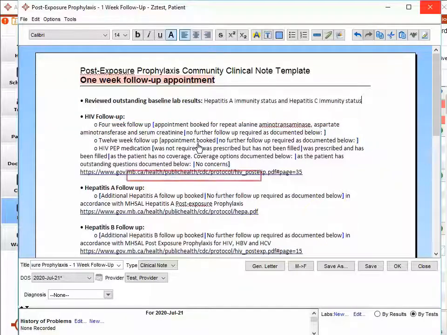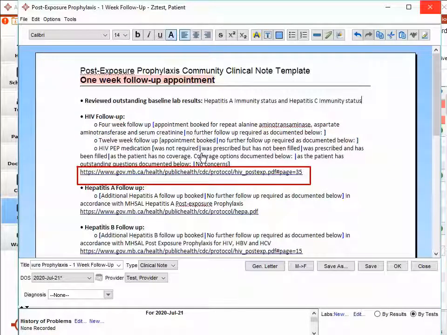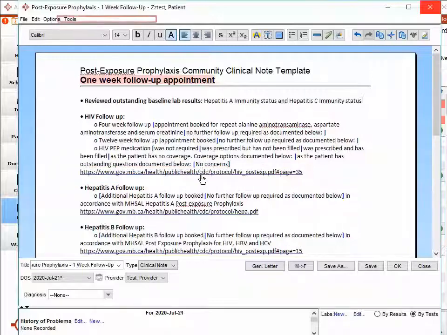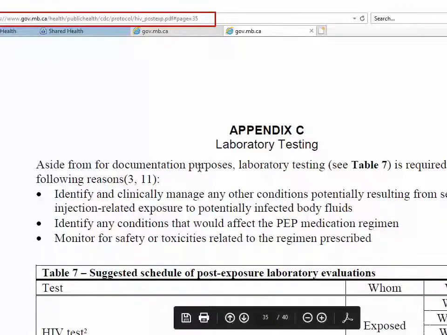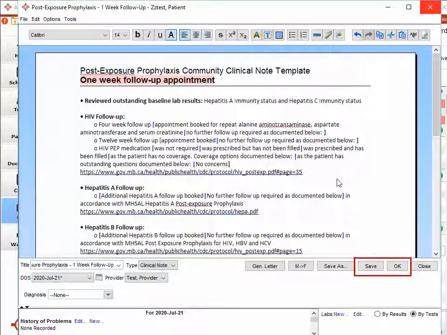To view the hyperlinks included in the clinical note template, hold Control down on the keyboard and click on the link. This will open up the appendix within a browser window. Once completed, select Save and OK to save to the chart.